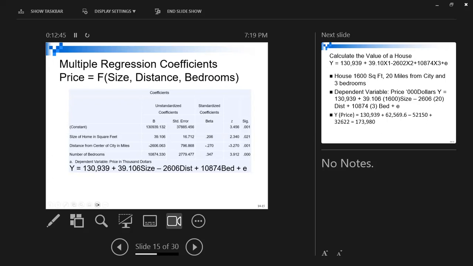If a house is further away from the city, as you can see, the price is reduced, as opposed to when the house is closer to the city. And if the house has many bedrooms, depending on how people value bedrooms, the price of a house goes up about 10,000 for each additional bedroom. And you can see the p-values are all way below the level of significance.